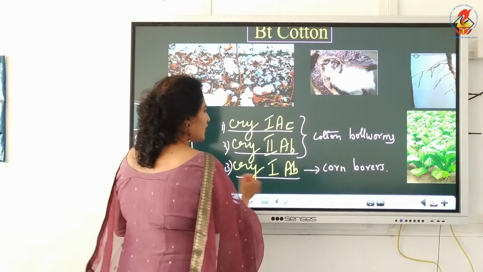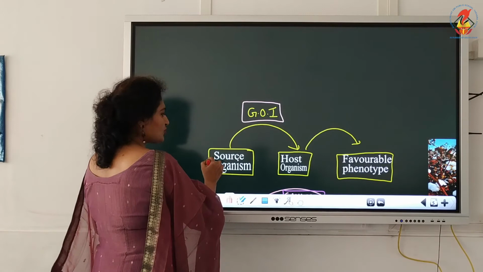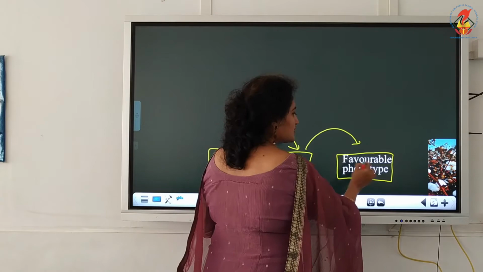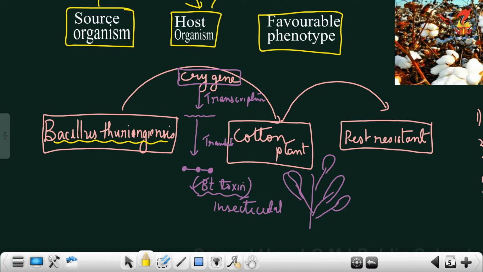Follow the normal protocol, that is the gene of interest from the source organism is incorporated into the genome of the host organism, and as a result the host organism produces a favorable phenotype. On those lines I did with cotton, the source organism here is Bacillus thuringiensis, and the gene of interest is the cry gene. This cry gene is transferred from Bacillus thuringiensis and incorporated into the genome of cotton. As a result, what happens to the cotton?